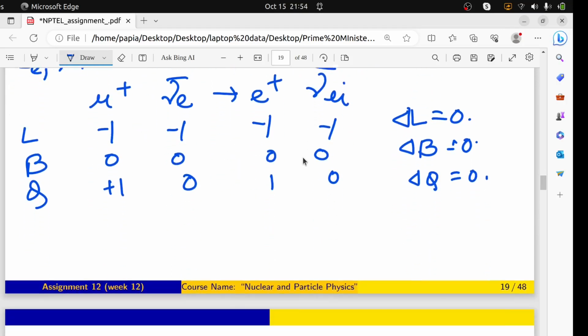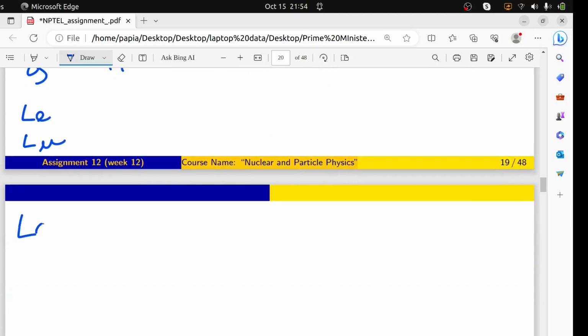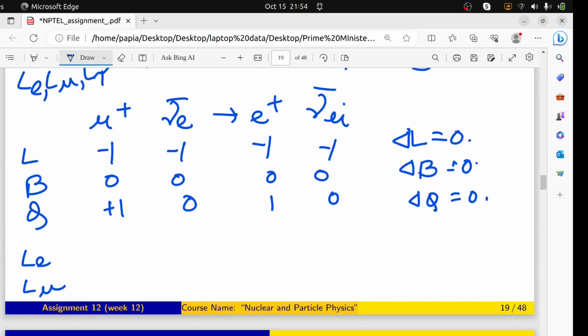Right. Now we will check LE, L mu and L tau. So LE is what? It is electron type lepton number. So for mu plus it is 0. For nu E bar it is minus 1. E plus it is minus 1. This is 0. That means delta LE is 0.